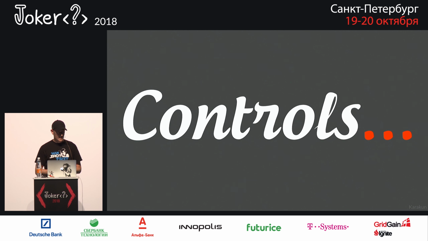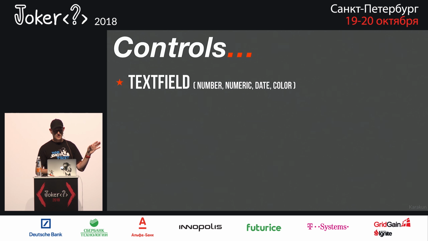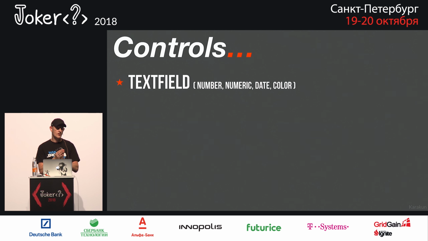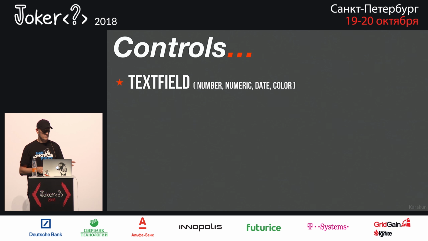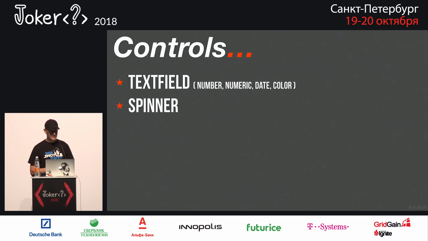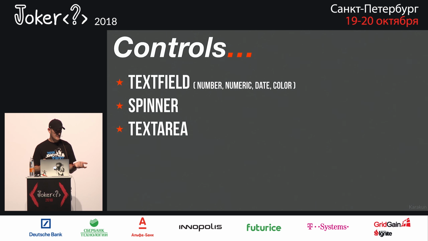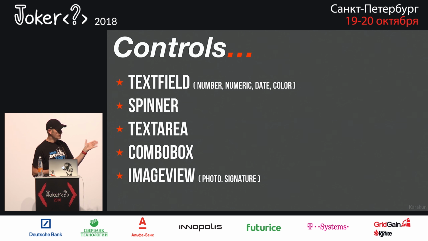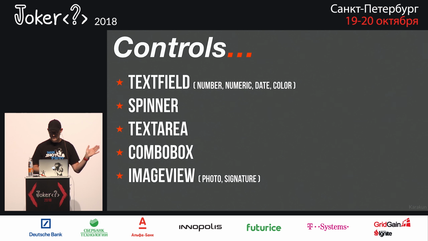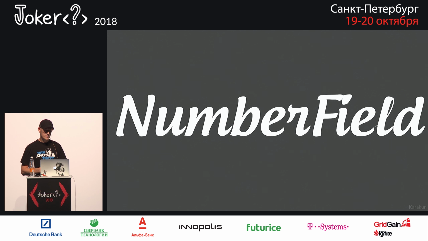Okay. As you can see, we have different controls in this application. I have a text field, and I can use the text field for the type number. I can have numeric. Number and numeric, the difference is that number is more or less integers, like age. Numeric could be things like floating points. Then I have date and color, and all this will be done in text fields. Then I have a spinner control, a text area, a combo box, and an image view. The image view is used for photo and signature. These are the controls of the application, and their representations are like this.